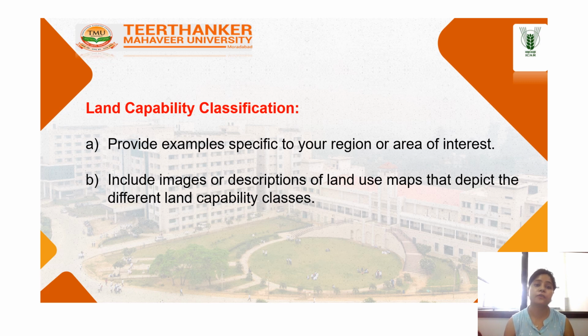Land capability classification is a system of grouping soils primarily on the basis of their capability to produce common cultivated crops and pasture plants without deteriorating over a long period of time. You can provide examples specific to your region or area of interest, and include an image or description of a land use map that depicts the different land classes.